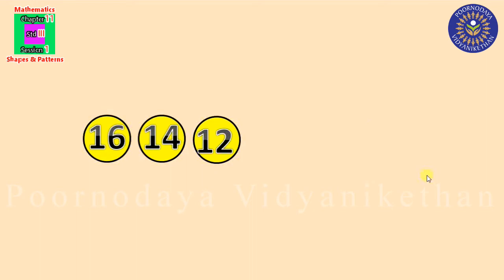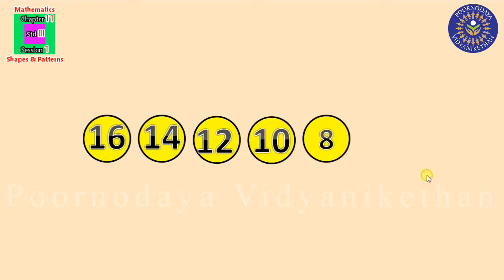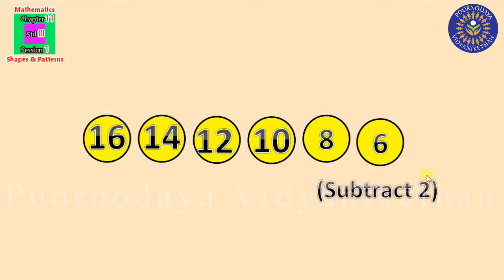Next, 16, 14, 12. How did we get this number pattern? 16 minus 2 is equal to 14. 14 minus 2 is equal to 12. Again 12 minus 2 is equal to 10. 10 minus 2 is equal to 8. 8 minus 2 is equal to 6. What did we do here? Yes, subtracted 2.